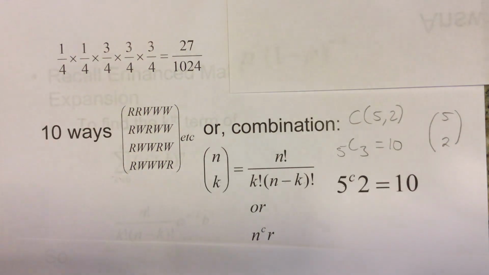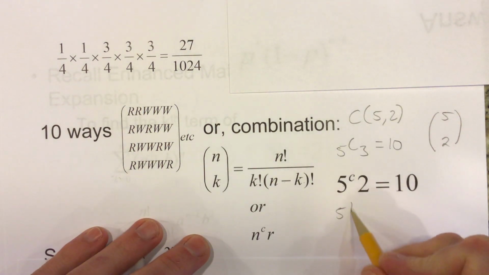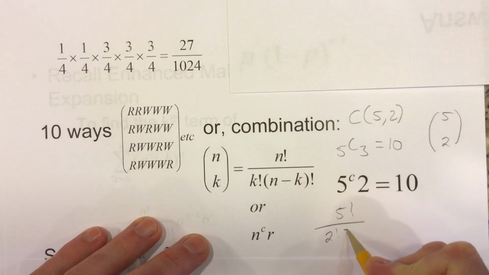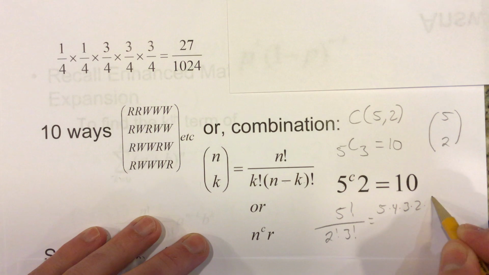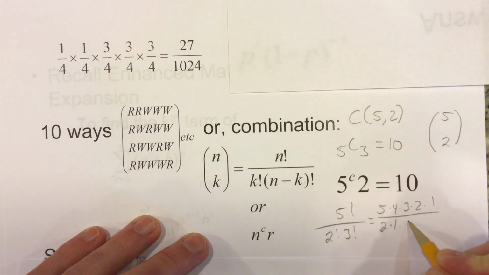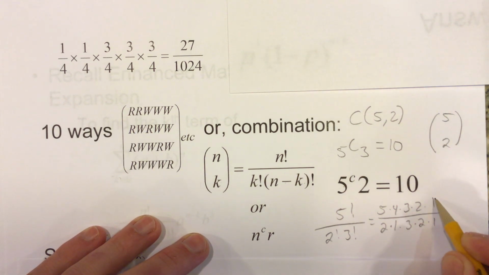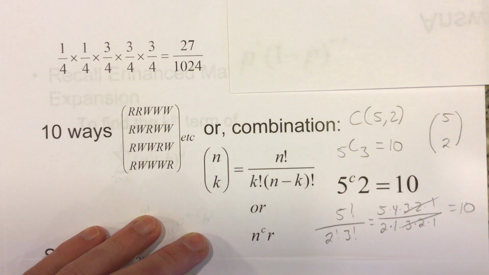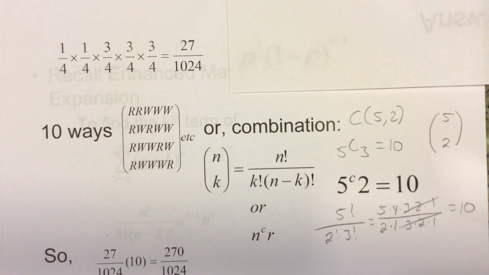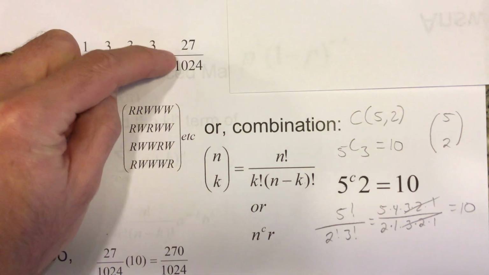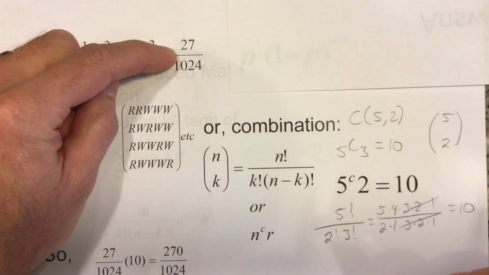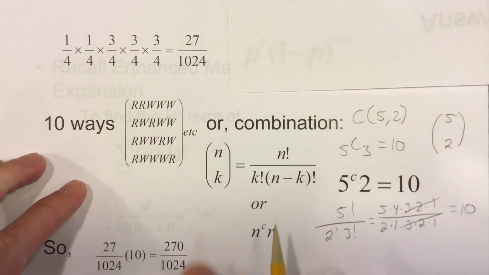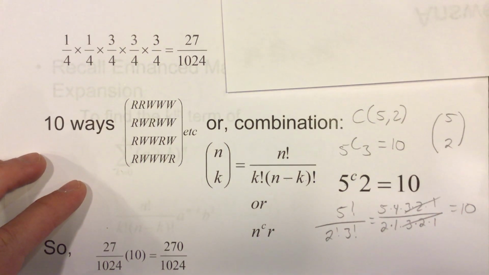But of course, like I said, you could do this by hand. 5 factorial over 2 factorial times 3 factorial, so that's 5 times 4 times 3 times 2 times 1 over 2 times 1 times 3 times 2 times 1, and you can see those cancel, and that's 20 divided by 2, or 10. So that's how you could do it by hand. Your answer would be this value multiplied by the 10 ways, the 10 acceptable orders. So in other words, 270 over 1024.